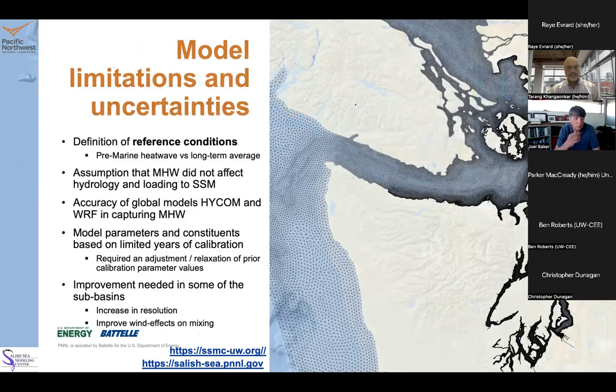And my last and final slide, model uncertainty. All models have uncertainty. The Salish model is not any different from that. And I completely agree with Gordon's comment previously that a detailed uncertainty analysis is warranted. So we are just waiting for opportunity and support to put the model through a traditional detailed uncertainty analysis. And like all models, there are places where we know we can improve, higher resolution in some cases, but also improved calibration for some of the constituents.